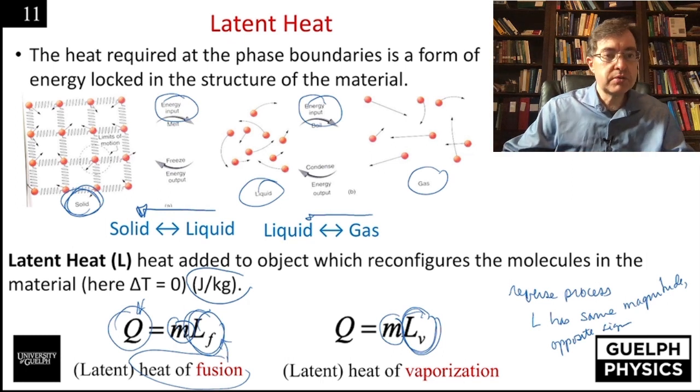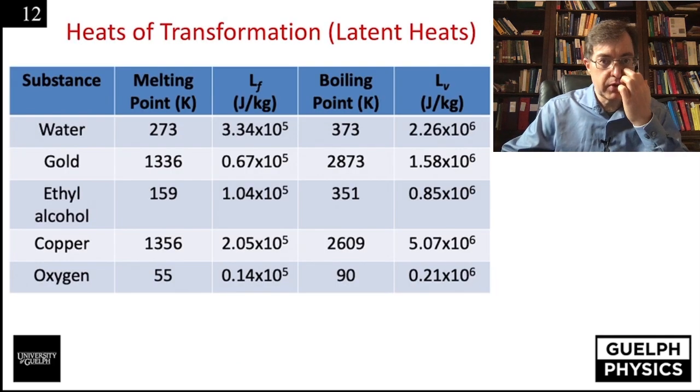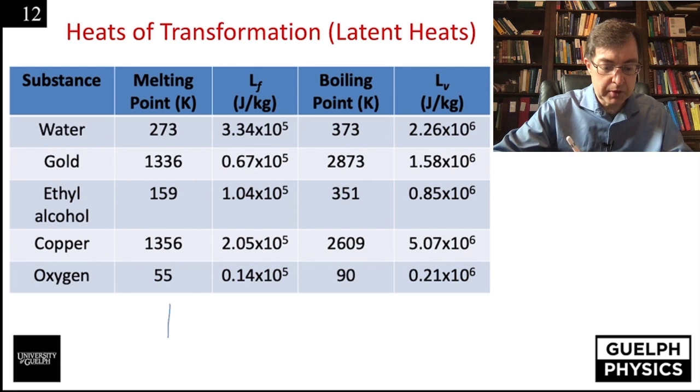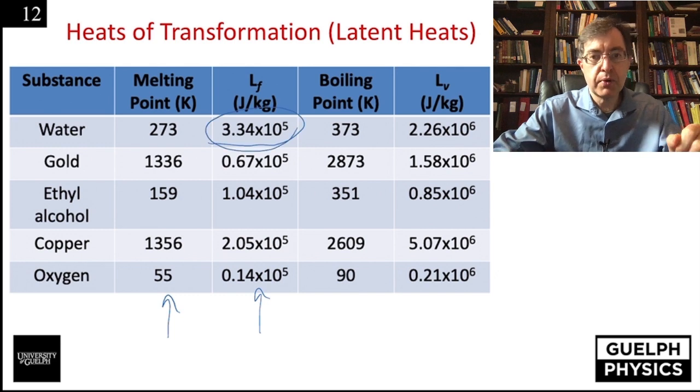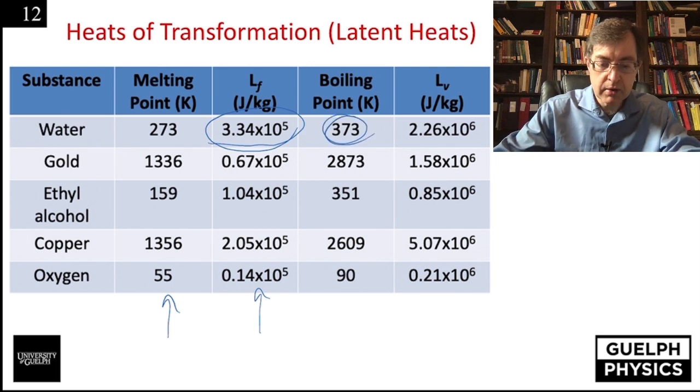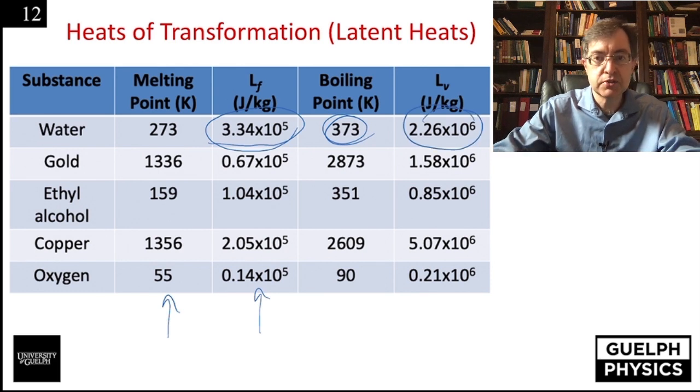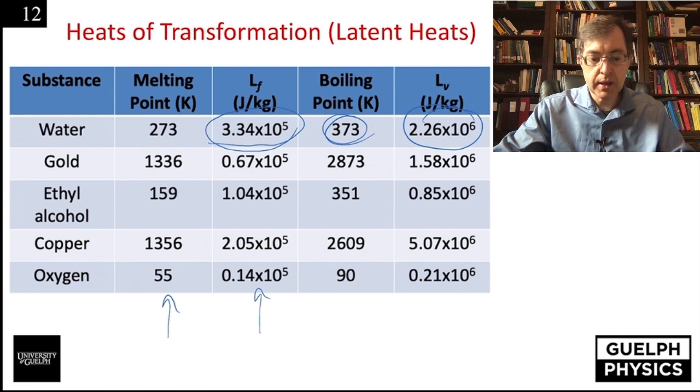So what are some values of these latent heats? Here's a table for various substances. There's the melting point where you go from a solid to a liquid, and here is the latent heat of fusion. Something to keep in mind for water: it's 3.34 times 10 to the 5 joules per kilogram, which is important to know. The boiling point of water here is 100 degrees Celsius, and at the boiling point the latent heat of vaporization is 2.26 times 10 to the 6 joules per kilogram. Again, these are important quantities to know because the latent heats of water will come up in problems.